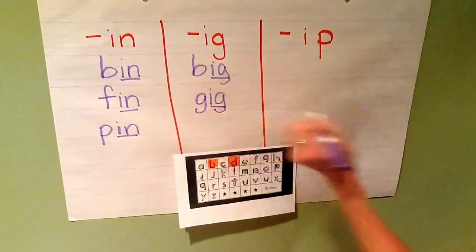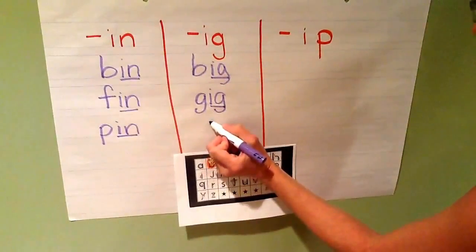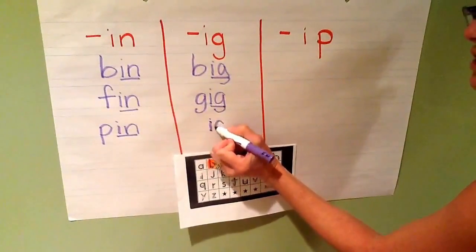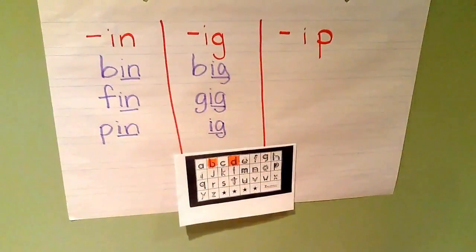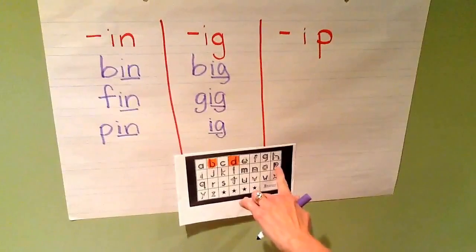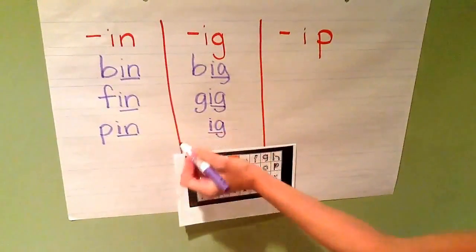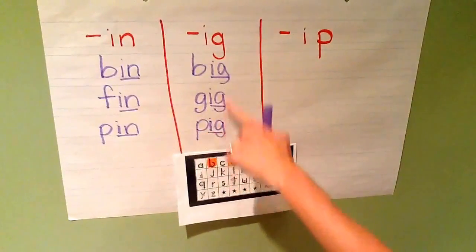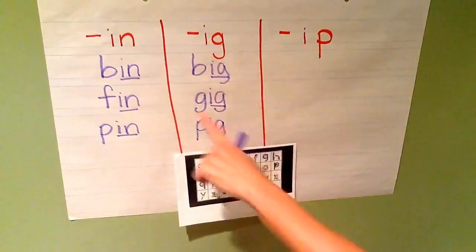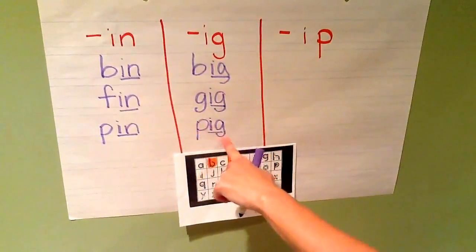So there's that ig, that same word family. Let's look for one more word. Again, I'm writing the ig. That's my word family. Let's see here. Oh, what about if I put a P in front? Pig. Pig is a real word, isn't it? So by knowing ig, it helps me with the words big, gig, and pig.